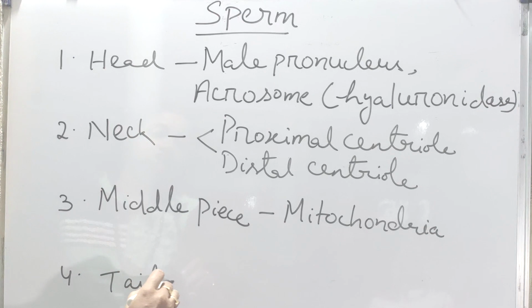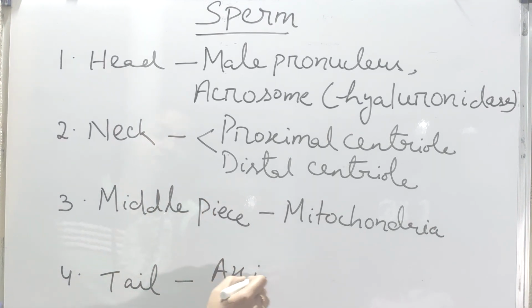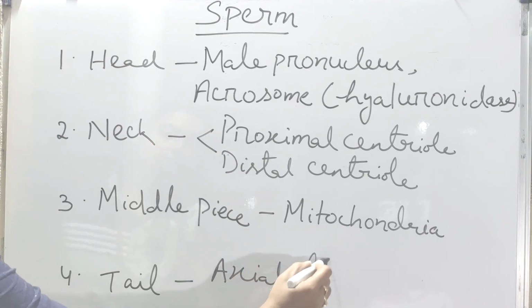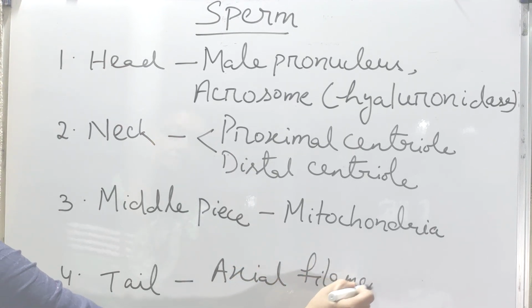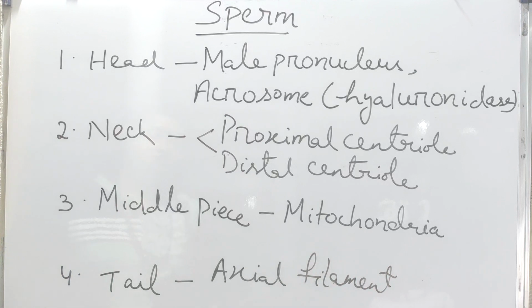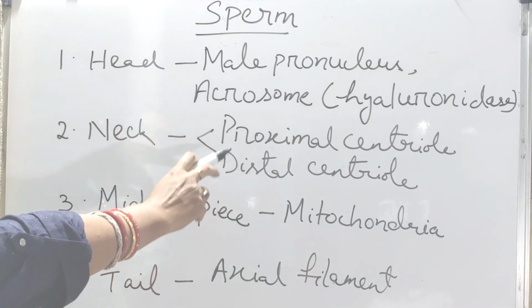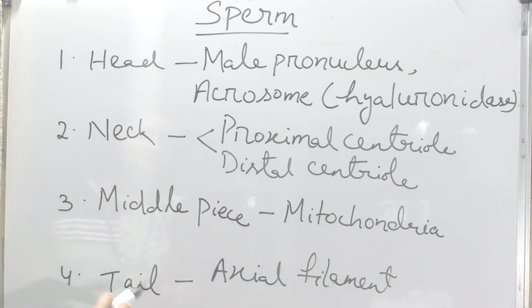Tail. It's long and it contains the axial filament. The axial filament arises from the centriole and it passes through the tail. Now let us learn how to draw the diagram of a human sperm.